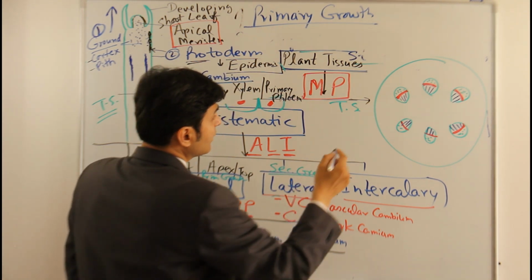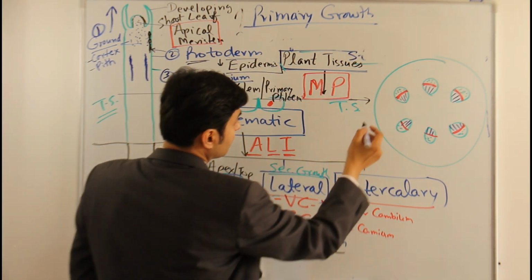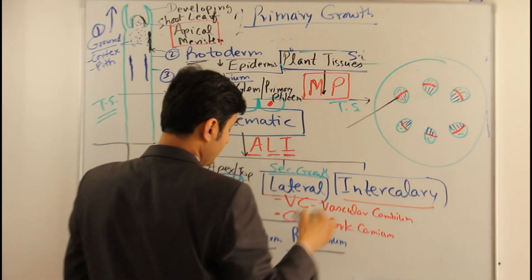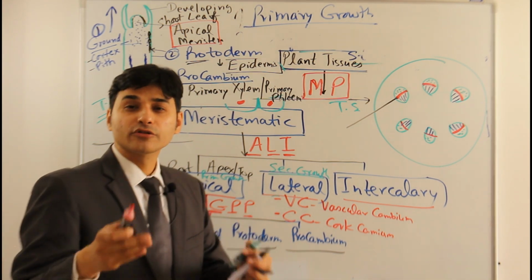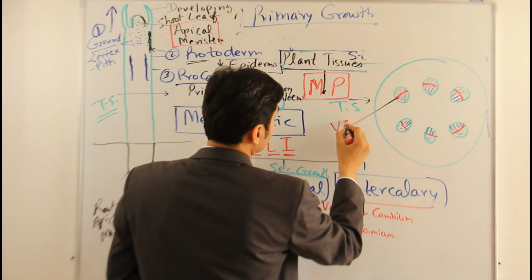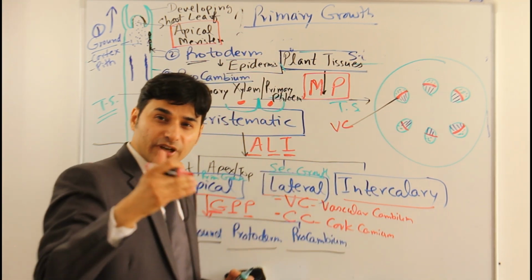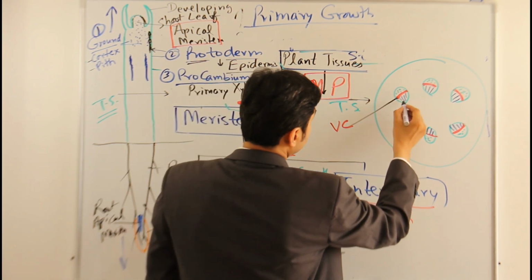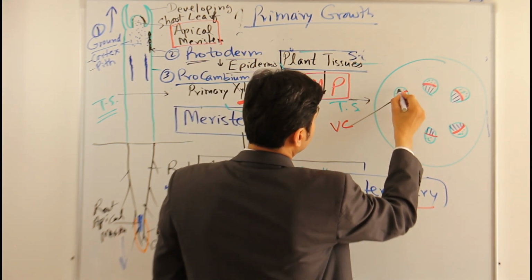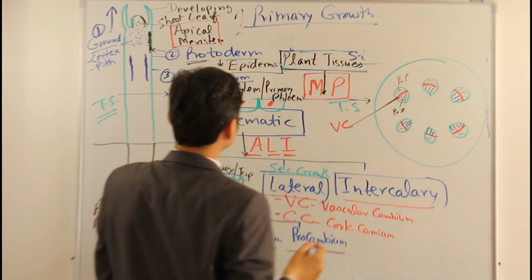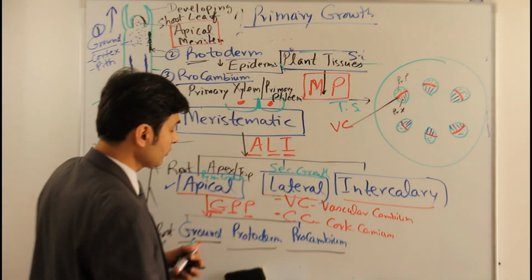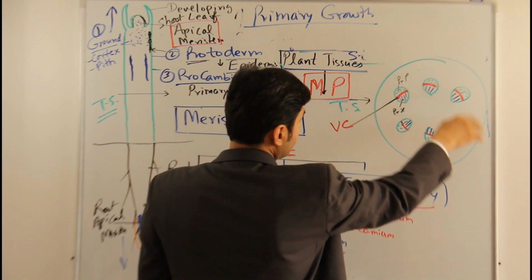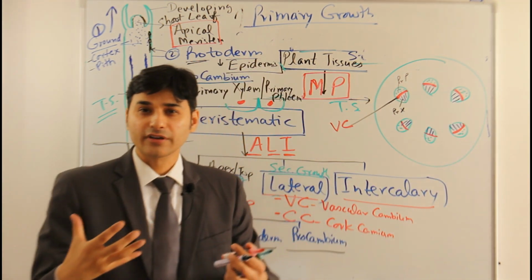Now, this is vascular cambium, VC. Vascular cambium is a cambium which is present in the vascular bundle. So vascular cambium, VC, is present in between the primary xylem and primary phloem. This one is primary xylem, and this one is primary phloem. We discussed primary xylem and primary phloem also. So vascular cambium is present in between, and each vascular bundle will have this vascular cambium.